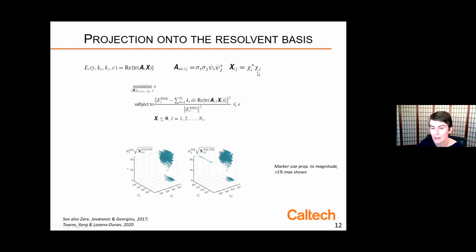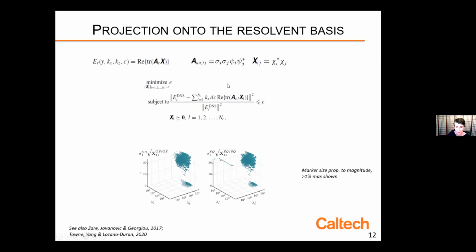And then in X are the chi's. So this is what we need to find if we want to reconstruct E to represent what we see in the data. So here's the expression of what we actually do in terms of an optimization. So we try to minimize the difference between our resolvent mode representation and the DNS. So to cut to the chase, here is a representation of our first mode.